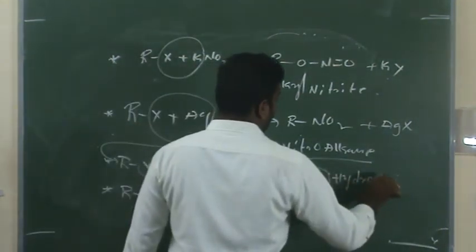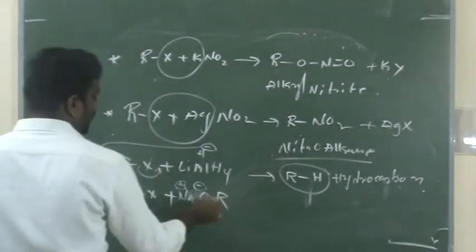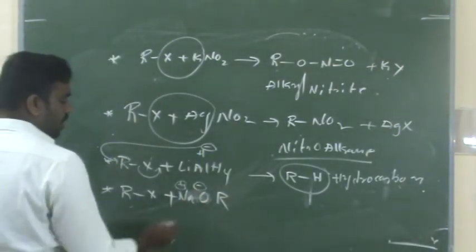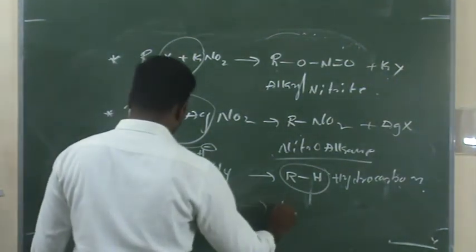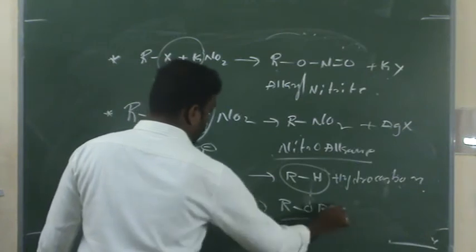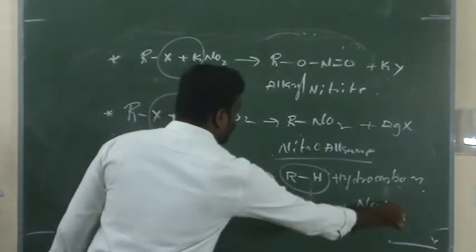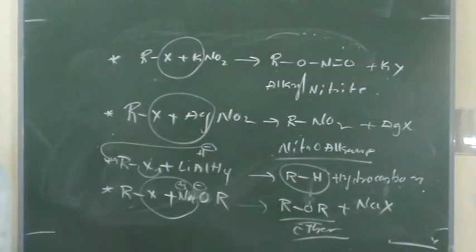This is also a very important nucleophilic substitution reaction. Suppose RX is reacted with NaOR, this NaX is removed, and then we are getting ROR and NaX. What are we getting? Ether. ROR is nothing but ether.